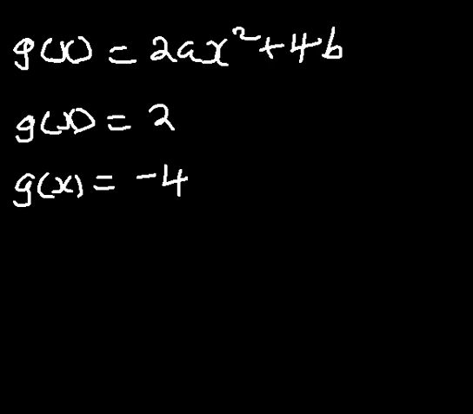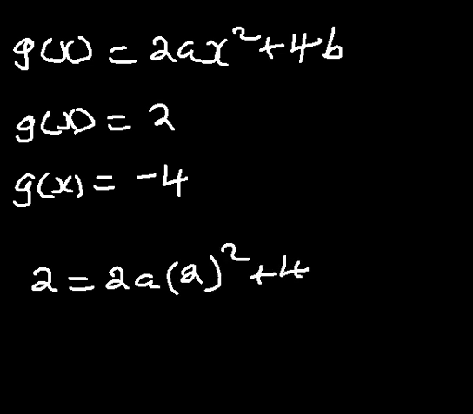Let's start with the first case where the output is given as 2. So now see that g of x is the same function. So now we can have it as 2 is equal to 2a times 2 to the power 2 plus 4b, which is the same as 2 is equal to 8a plus 4b. Now this is equation 1.